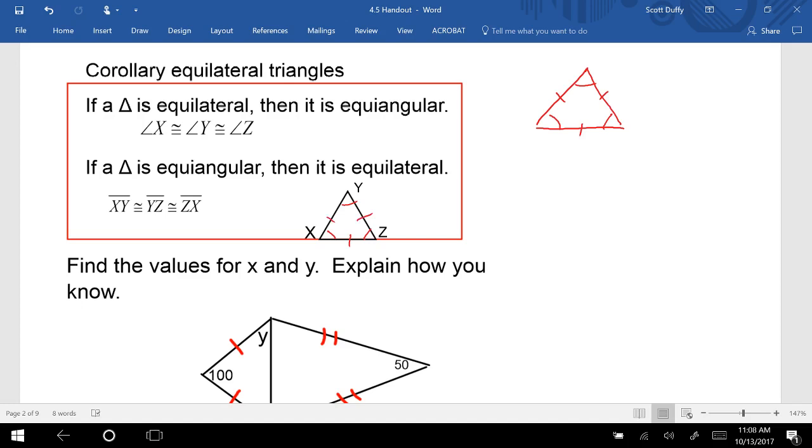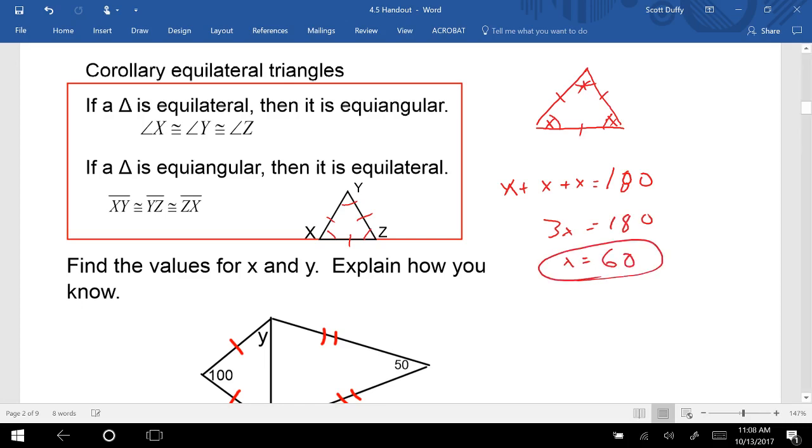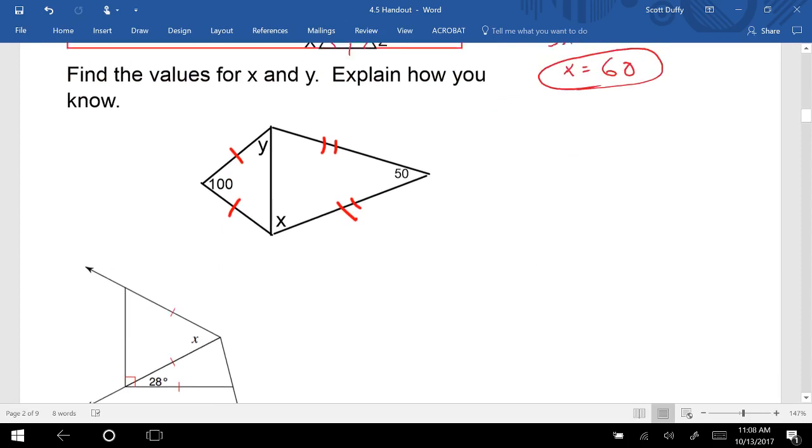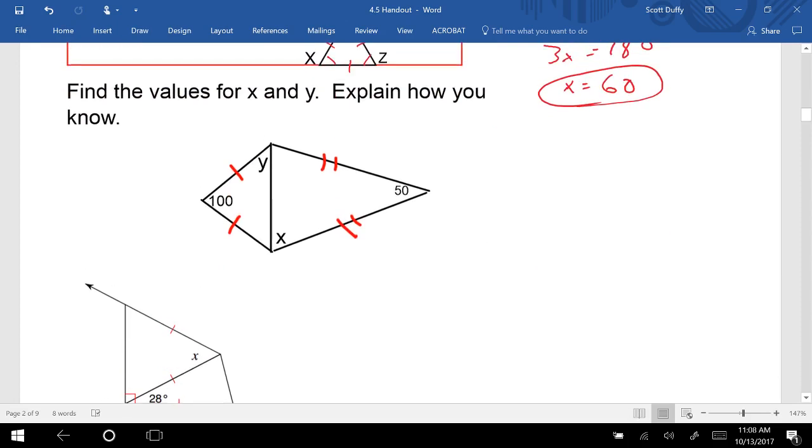And what we know is that all three, being the same angle measurements, have to add up to be 180. Therefore 3x equals 180. X equals 60 degrees. So in an equilateral triangle, all the angles are equal to 60 degrees. Now I'm going to do a couple examples for you. Find the values of x and y.